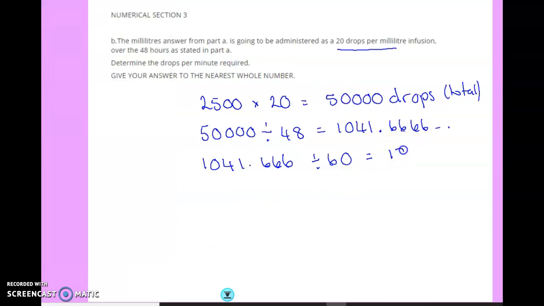So 17.36 drops per minute. We are asked to round to the nearest whole number. Nearest whole number after the decimal point's at 3, so that doesn't round that up, so it'd be 17 drops per minute.